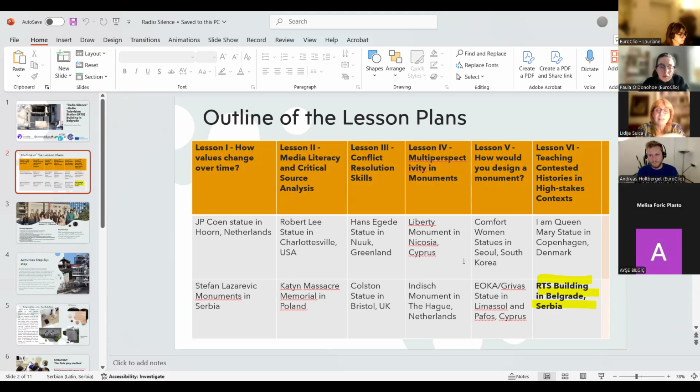These lesson plans are organized into 6 themes. And as you can see here, you can see the questions: how values change over time, media literacy and critical source analysis, conflict resolution skills, multi-perspectivity in monuments, how would you design a monument? And then the last one, contested histories in high stakes contexts, which is actually this lesson plan, together with the Queen Mary statue in Copenhagen, Denmark.